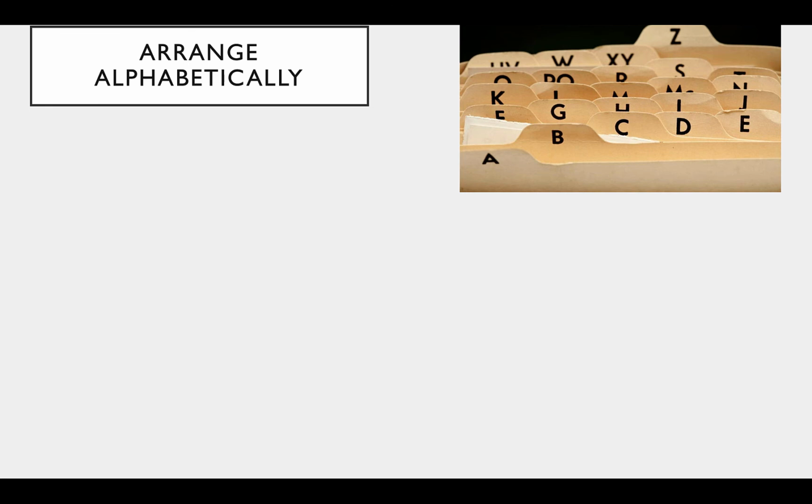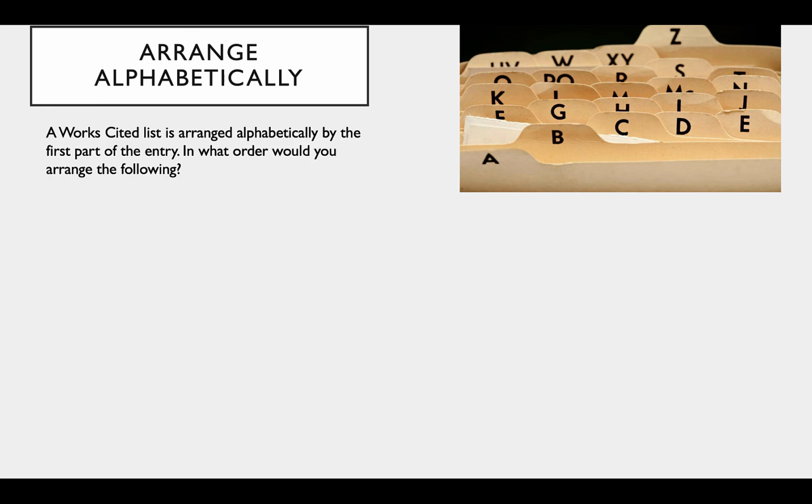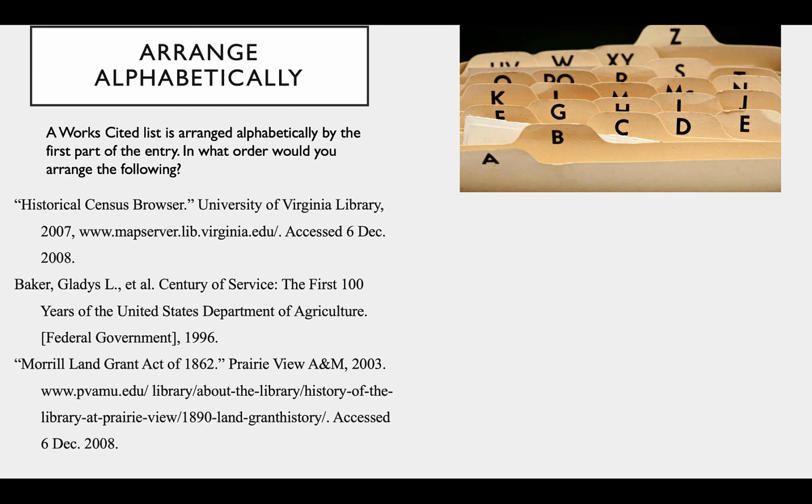Your works cited page will be arranged alphabetically. So I have a list showing up on the left here in just a moment of sources that start with either an article's name or an author's name. So in what order would you arrange this following list? Now, the only information you really need to be concerned about for this is the very first part of the entry. In this case, Historical Census Browser, Baker, Gladys, and Morrill Land Grant Act of 1862.